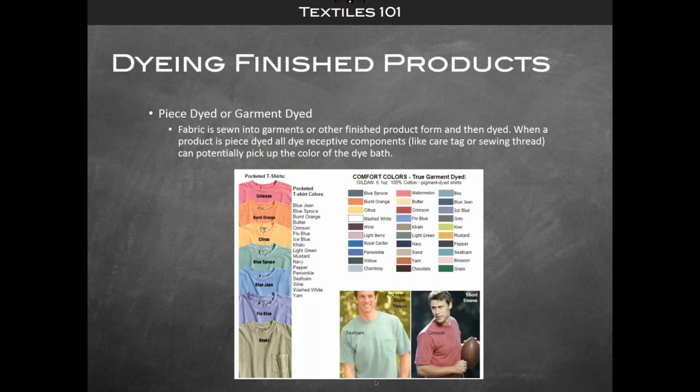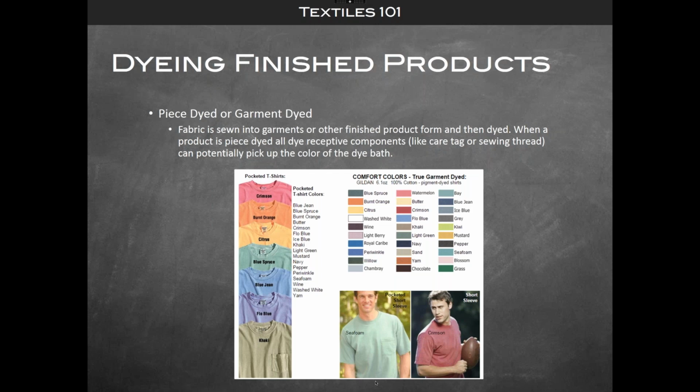I think this is our last example of dyeing, and this example is for piece dyed or garment dyed. So the example shown here is you make the white yarn, then you make the fabric, then you sew your t-shirt, and then once the t-shirt is sewn, or the piece, or the garment, then that garment is dyed as one whole piece.